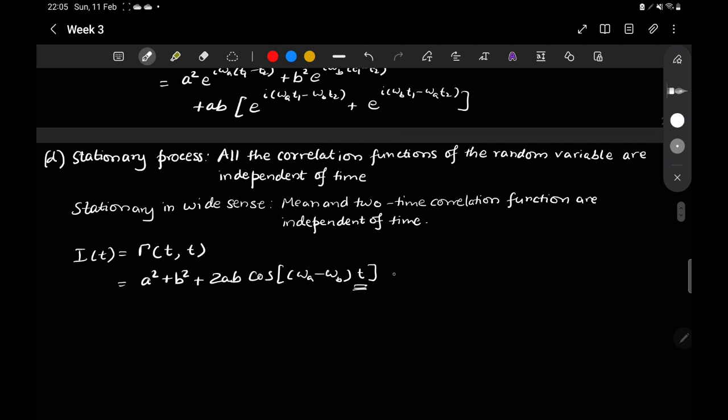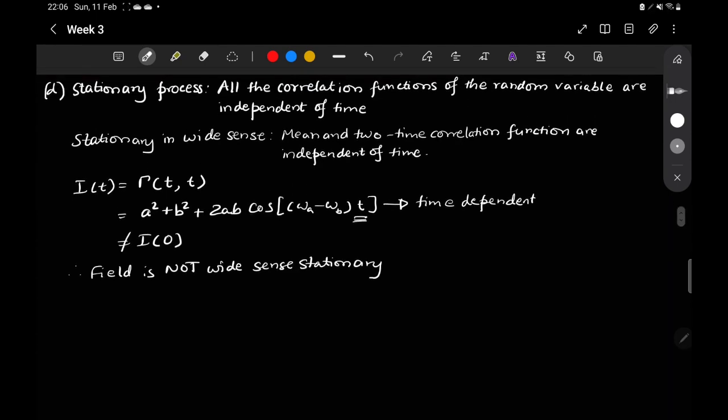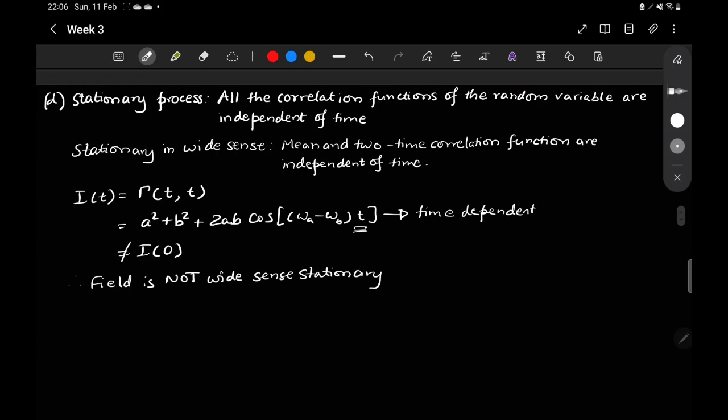Now clearly we see that this is time dependent because of the presence of t in the argument of the cosine function. So this will not be equal to the intensity at time t equals 0. So this clearly implies that the field is not wide sense stationary. And since it is not wide sense stationary, it will not be stationary as well, because a stationary process requires that it is wide sense stationary plus all the higher order correlation functions are also time independent. Here the intensity is not time independent, which means the cross correlation function is not time independent.